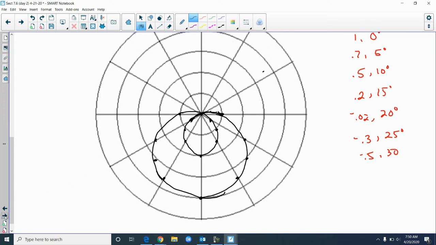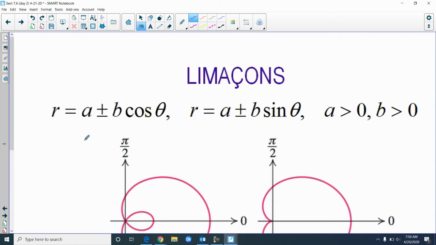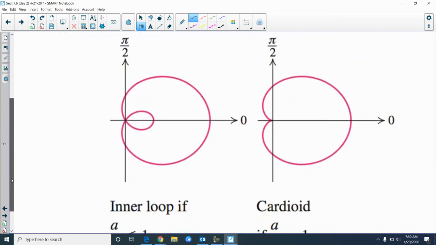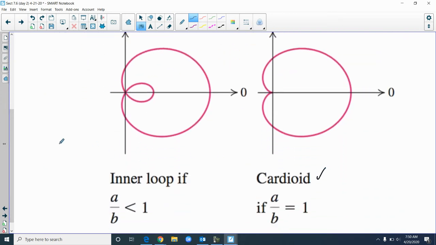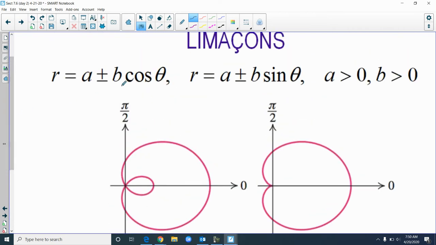I'm just going to go through a couple of things here that aren't on your guided notes. You don't need to get these down, but this is just a little bit of the names. Now, this is called a limaçon. And we talked about the cardioid. Sometimes you get the inner loop, and that was basically what we just did. That's part of this limaçon section.